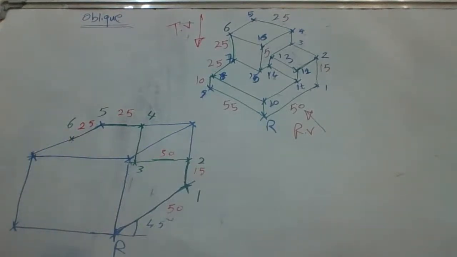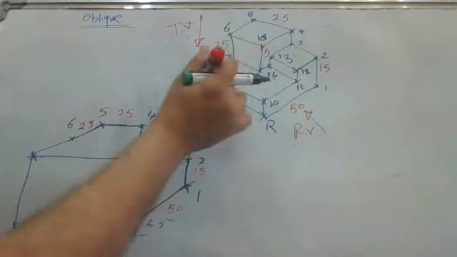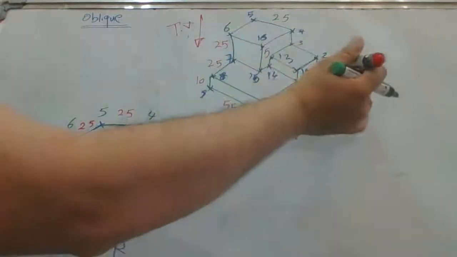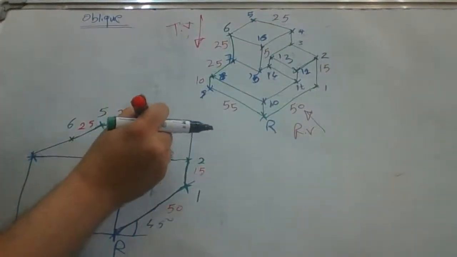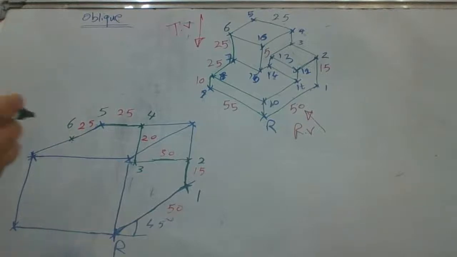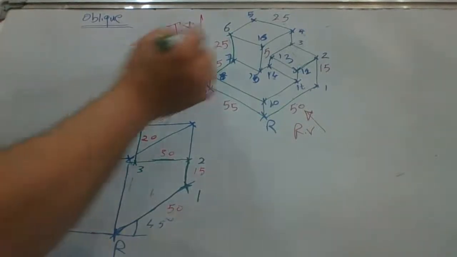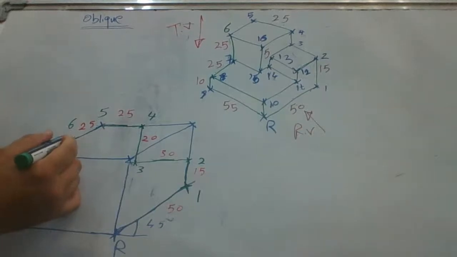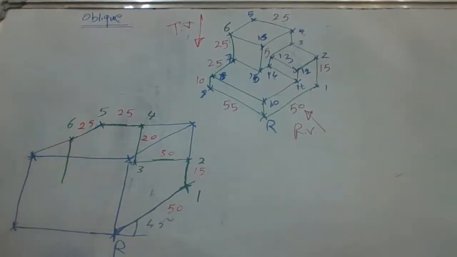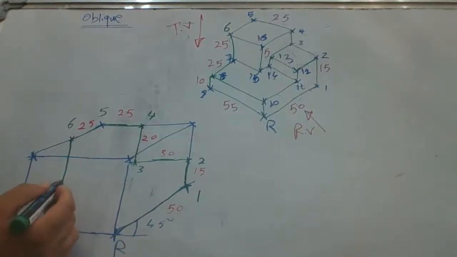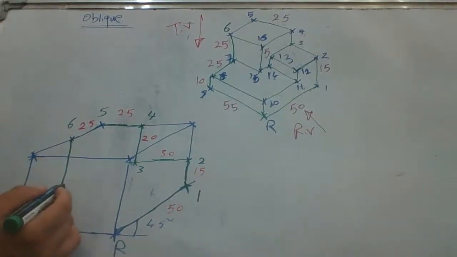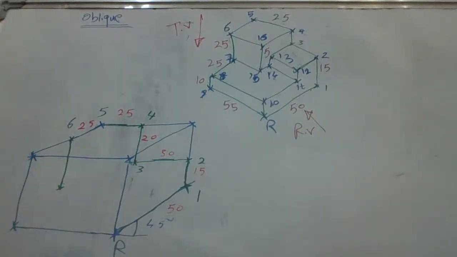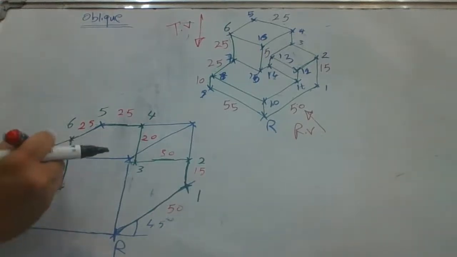Here from 3 to 4, how much? Totally 10 plus 25, 35. Remove 15. The remaining is 20. Here 20. Okay. Now from 6 to 7, 25. Right here, 25.